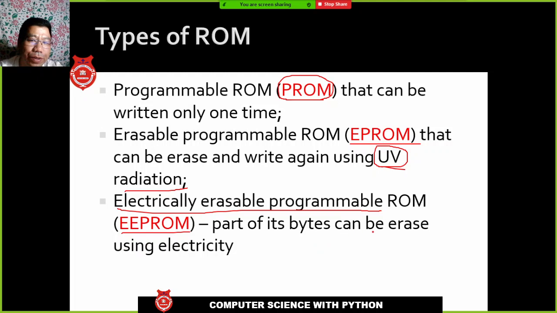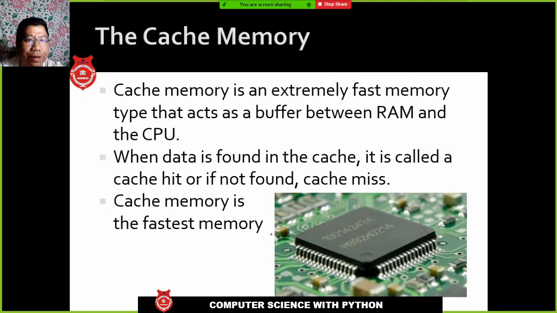Okay, so you can erase your ROM, or you can update your ROM, your computer ROM or mobile ROM, where the company puts their software. Now let's talk about the cache memory. The cache memory is an extremely fast memory that acts as a buffer between the CPU and the random access memory.